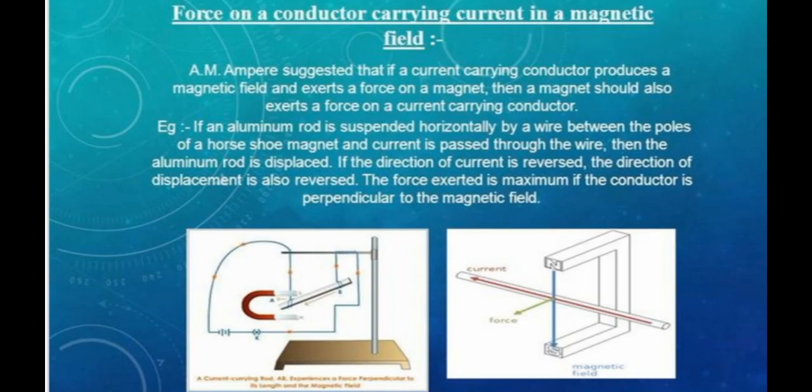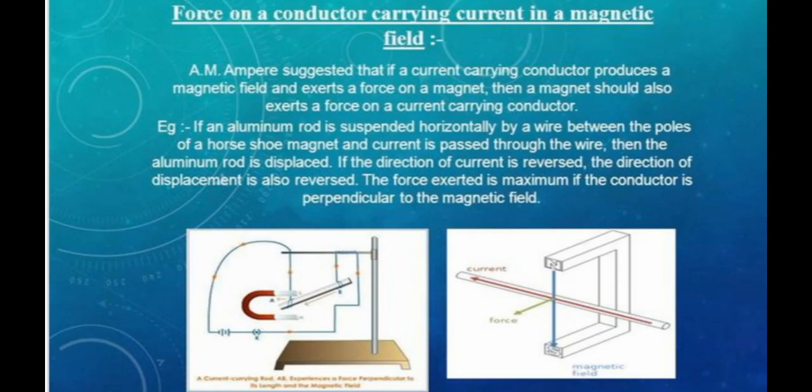angle to one another. Since the conductor moves due to the force, the current carrying conductor when placed in a magnetic field moves in a direction perpendicular to the direction of the current as well as perpendicular to the direction of the magnetic field. Means here we will be having the current, magnetic field and the motion of the conductor. All these three will be perpendicular to each other. Each of them is going to form a right angle with each other.